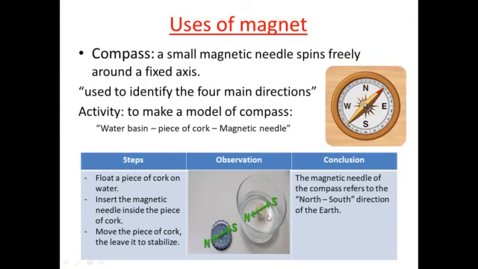After some time, you will observe that the magnetic needle will stop, taking the same direction as the compass outside the water basin, which is the north-south direction. So, the magnetic needle of the compass refers to the north-south direction of the earth. So, we can use the magnetic needle to identify the four directions of the earth.